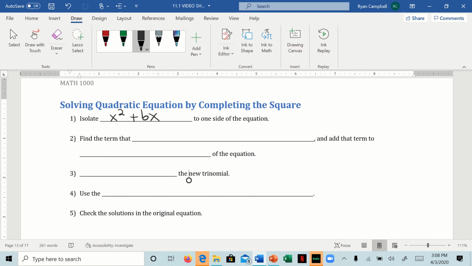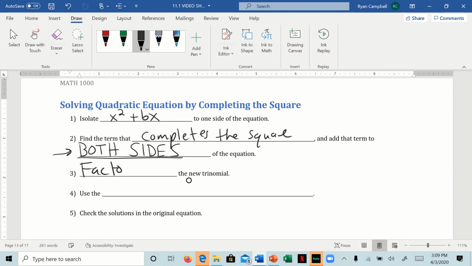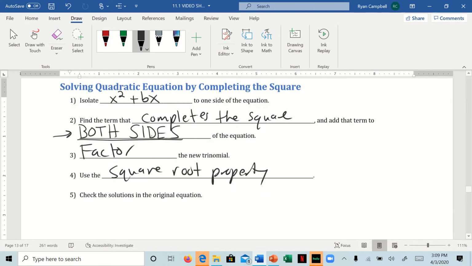So, step 2, find the term that completes the square. And make sure to add it to both sides of the equation. That's super important. That's what students forget. So, underline, square, highlight, do whatever you need to do, right? You need to make sure that you're adding it to both sides of the equation. Step 3 is factoring. Step 4 is using the square root property. So then we just continue to factor, or we use the square root property and then solve.